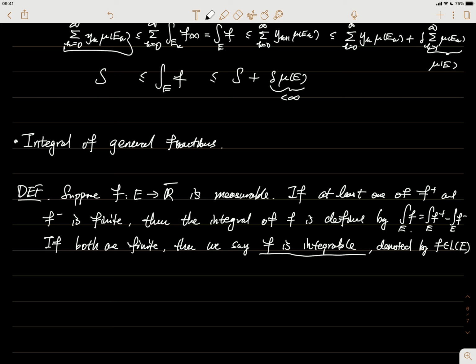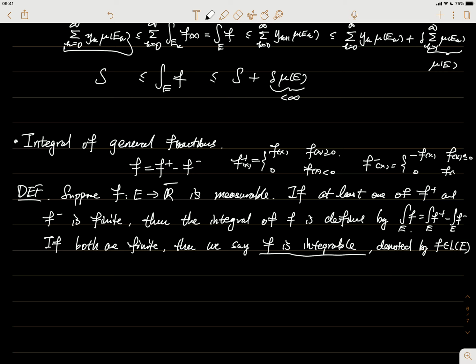Okay, so here's the definition for the integral of general functions. Suppose we have a function f defined on a measurable set E to the set of extended real numbers, and f is measurable. Then we can look at the positive and negative parts: f can be written as f plus minus f minus, where f plus of x is equal to f(x) if f(x) is bigger than or equal to 0, and it's 0 if f(x) is less than 0. Similarly, f minus is defined as negative f(x) where f(x) is less than or equal to 0, and it is equal to 0 if f(x) is greater than 0. Okay, so that's f plus and f minus.